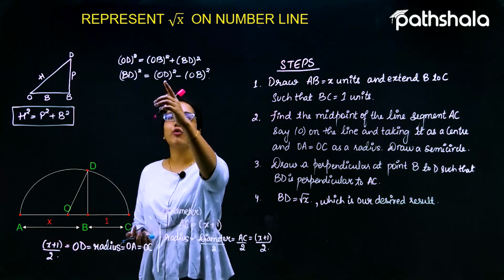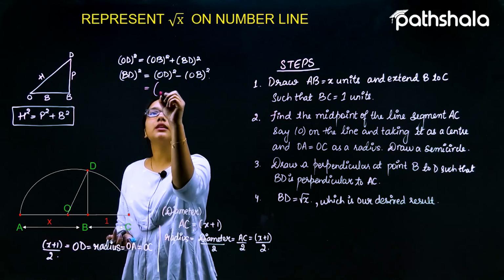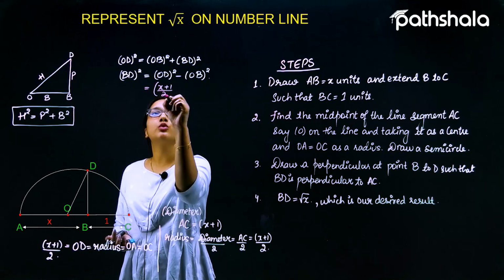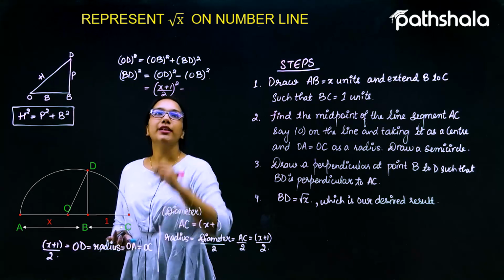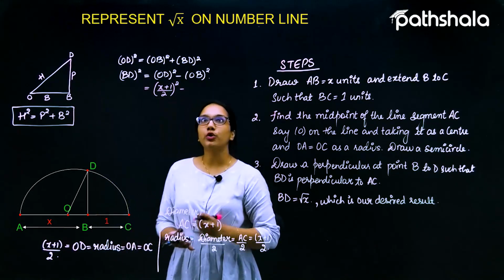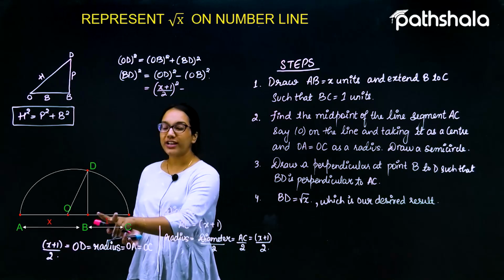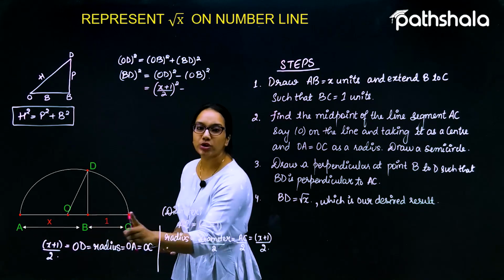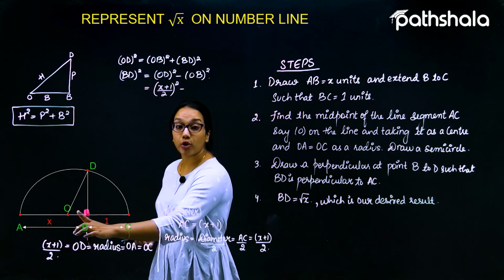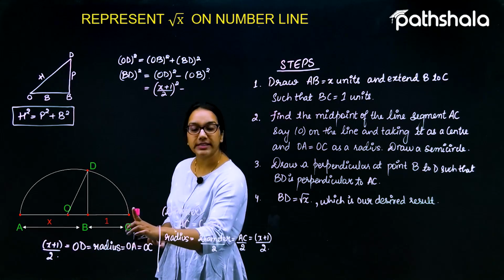So substitute the value of OD over here. So BD square is x plus 1 by 2's whole square minus OB square. Now we just wanted to find out the value of OB. What is OB over here? So let's talk about the distance OC first.